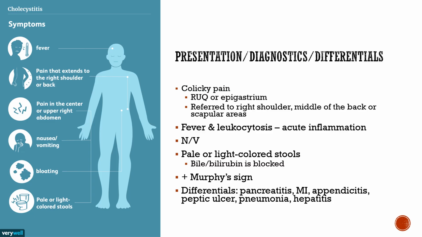Differentials include pancreatitis, myocardial infarction, appendicitis, peptic ulcer, pneumonia, hepatitis. So, depending on how sick the person looks, you can send them to an ER for evaluation. If they are pretty sick, they've got nausea, vomiting, fever and leukocytosis, a positive Murphy's sign, I'd send them on to the hospital to get a surgical evaluation.